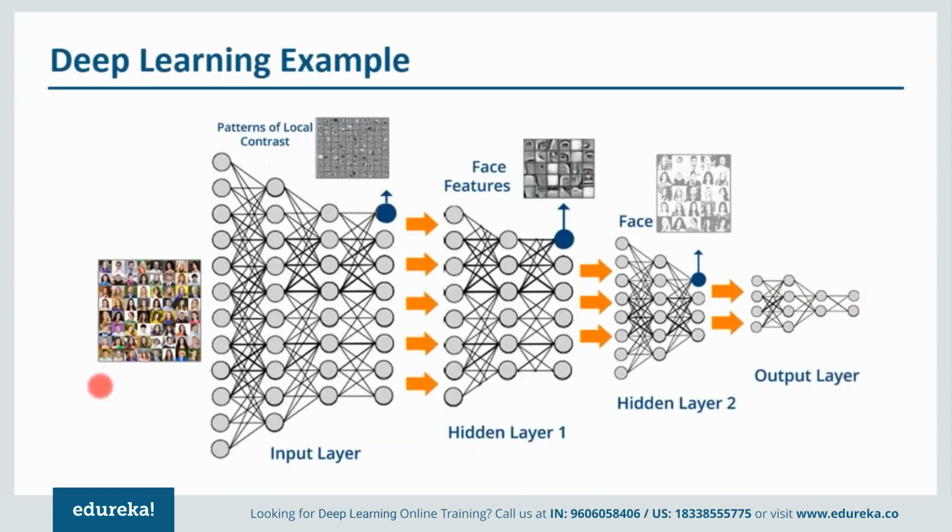So this is just a general overview of how a deep network looks. We have first patterns of local contrast in the first layer. Then we fixate these patterns of local contrast in order to form the face features such as eyes, nose, ears, etc. And then we accumulate these features for the correct face, and then we determine the image. So this is how a deep learning network, or you can say deep network, looks.